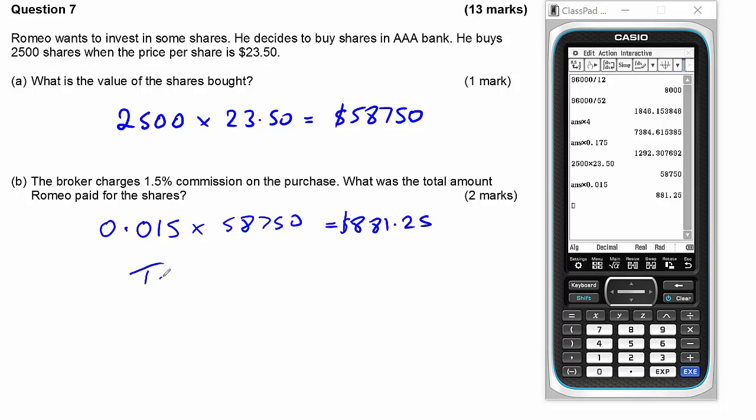And so the total is going to be that added to that. So $59,631.25.